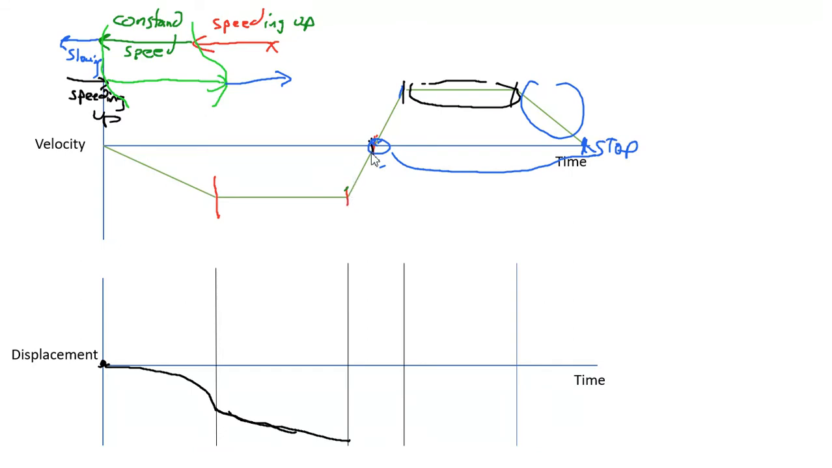Now I'm still moving in the negative direction, but I'm slowing down. So it's still going negative, but it's going to flatten out right there. It's going to flatten out. And we saw in the other one, when it flattened out, that's where we stopped. Well, this and this line up with each other, and this is where I stop.